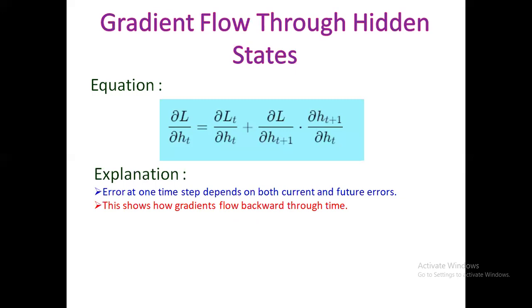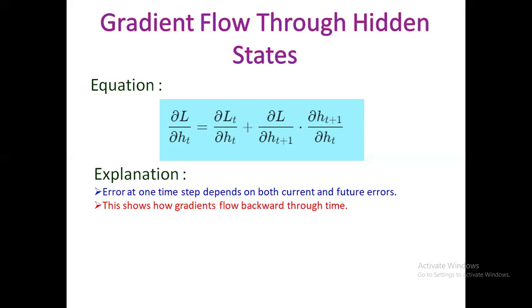Next, gradient flow through the hidden state. It is given by the formula ∂L/∂h_t is equal to ∂L_t/∂h_t plus ∂L/∂h_{t+1} times ∂h_{t+1}/∂h_t. Here, the gradient at a particular hidden state depends not only on the error at the current time step, but also on error from future time steps. This illustrates how gradients flow backward through time, allowing earlier hidden states to learn from later mistakes.